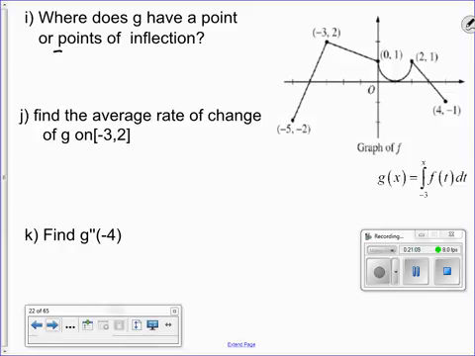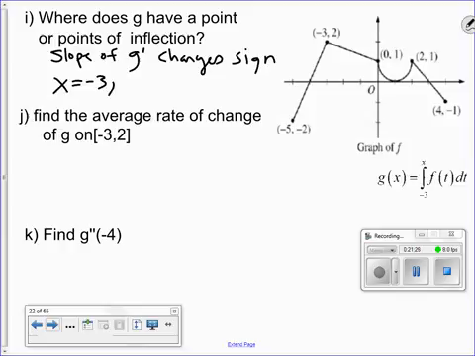So we're looking for, let me just write this down. Slope of g prime changes sign. Or if you want to say g prime has a max or a min, that's the same thing. Okay, so you said x equals -3. X equals 1, I like that. It's going from decreasing to increasing, so slopes are going negative to positive. 2, yeah, that's good. That's good.